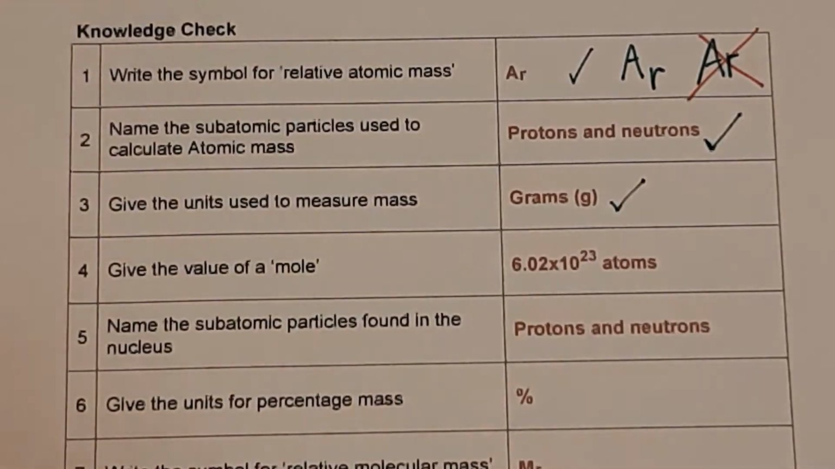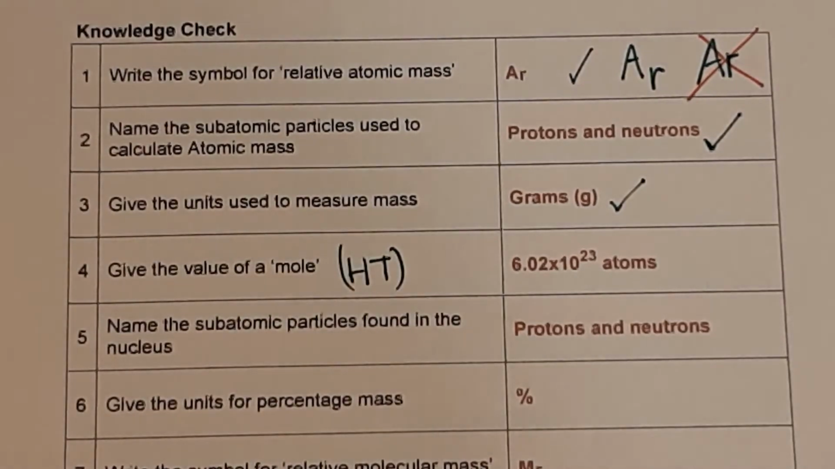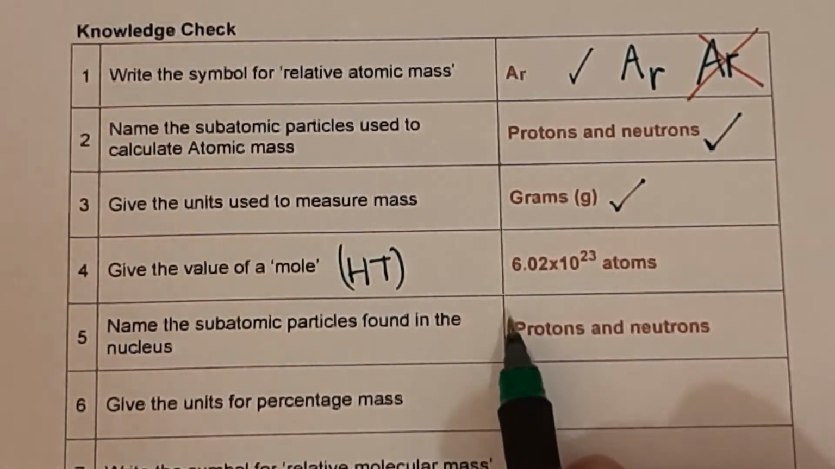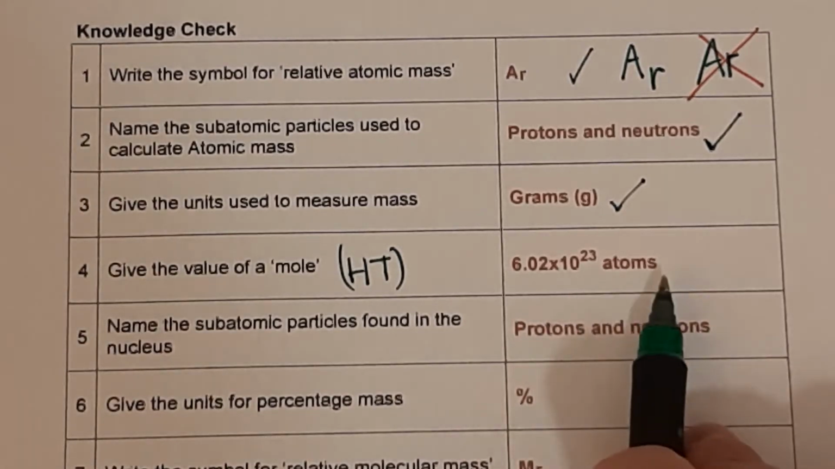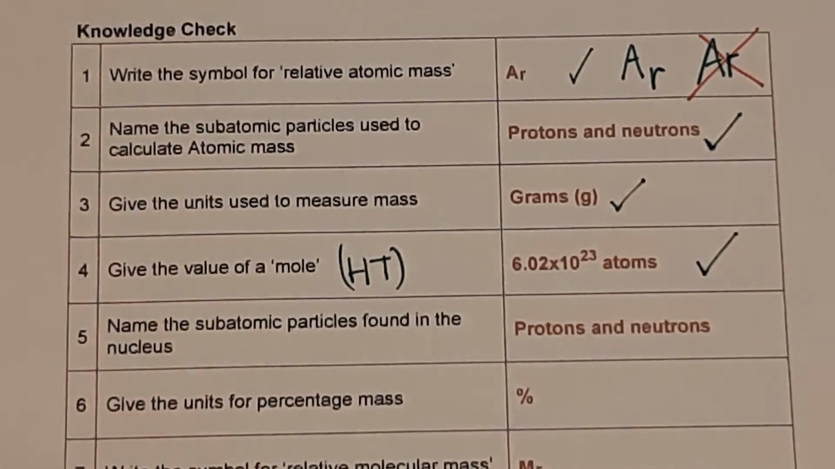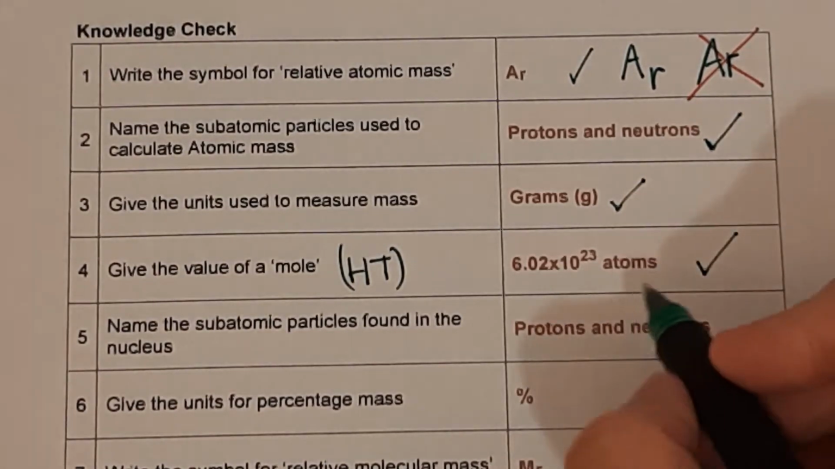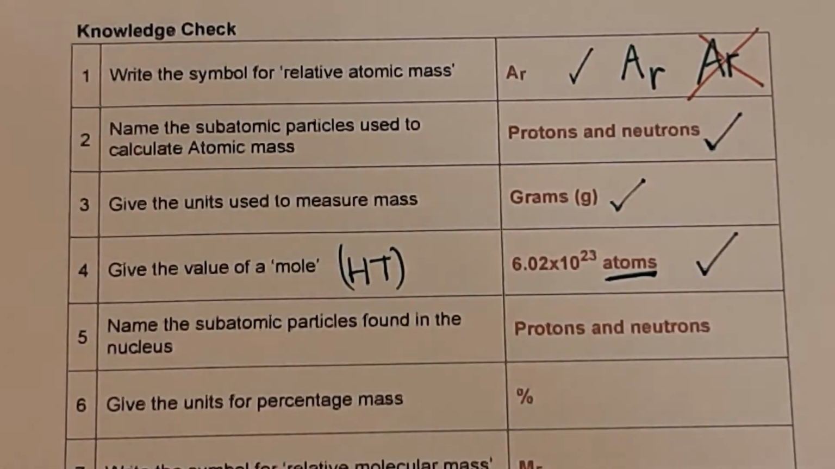Give the value of a mole. Okay, so this is a higher tier question only. So if you're a foundation student, don't worry about answering this question. If you are a higher tier student, your answer should be 6.02 times 10 to the power of 23 atoms. Or I would also accept 6 times 10 to the 23 atoms. And you can't just say this number, you need to say the atoms part as well, otherwise we don't know what we're talking about.